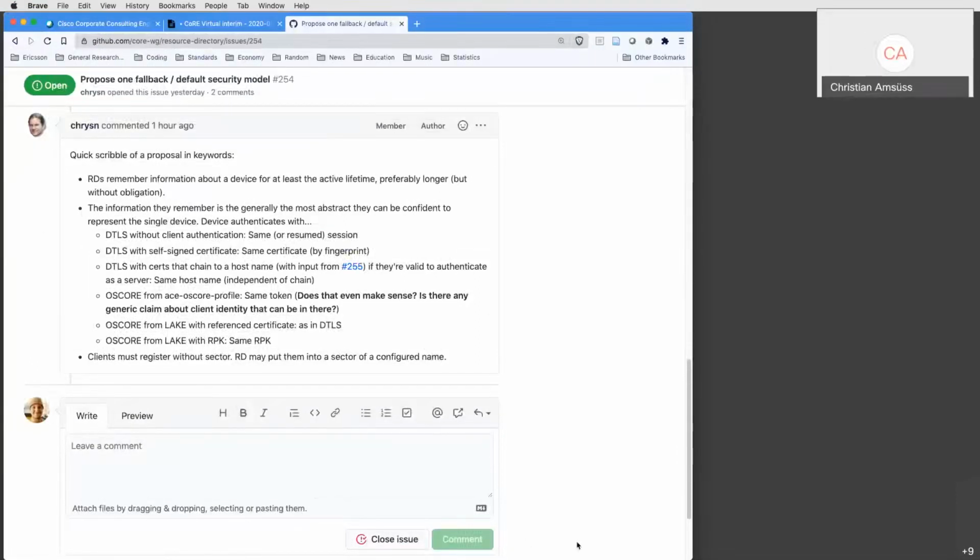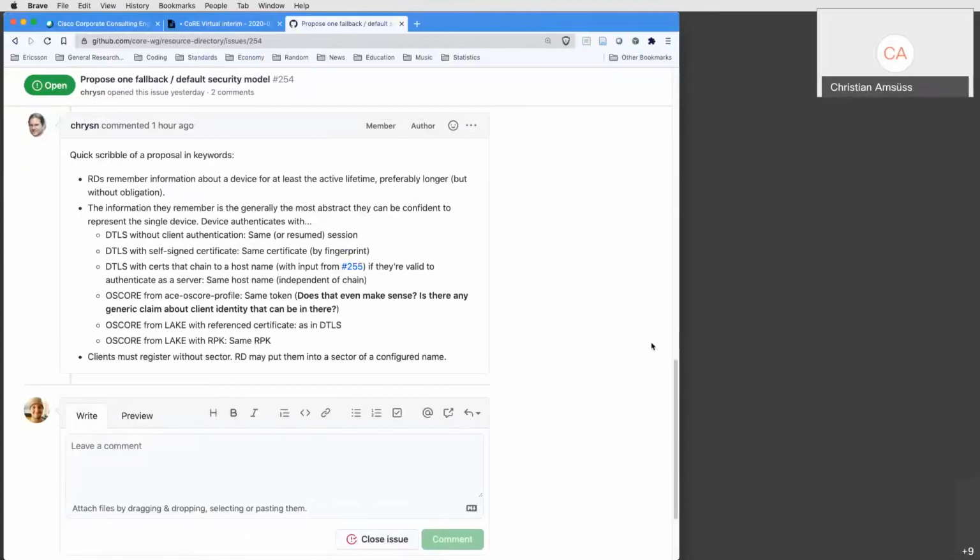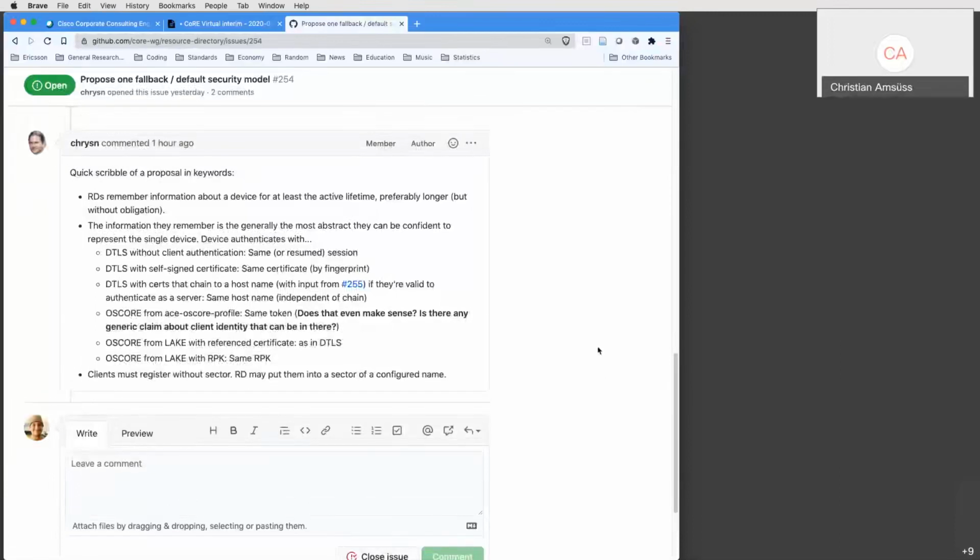So the RD remembers who registered with a particular endpoint name, and depending on what the credentials are on the client side, this would be remembered by an identifier derived from those credentials, and we'd have to spell out for each and every way of authentication how this would be done. So if DTLS is used without any client authentication, then the registration could only be accessed from that very DTLS connection or possibly a resumed session.